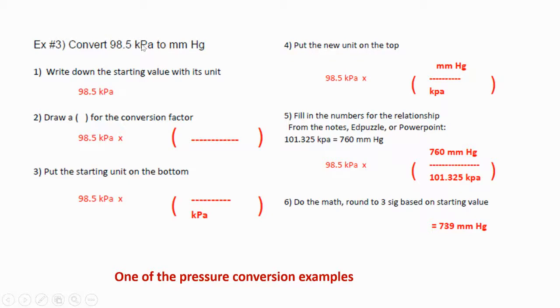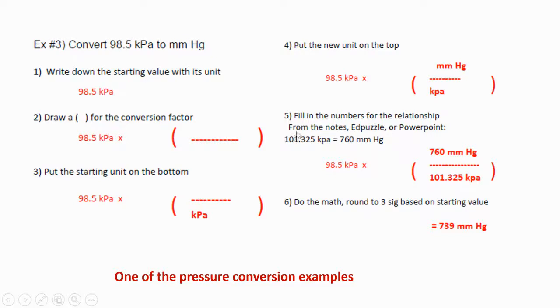If I want to convert kPa to millimeters, no matter what I'm doing, I start by writing down what I gave you. The starting value, 98.5 kPa. Draw your parentheses for your conversion factor. Whatever unit I give you, the starting unit always goes on the bottom of the conversion factor. The one you are trying to find, the new unit, always goes on top.